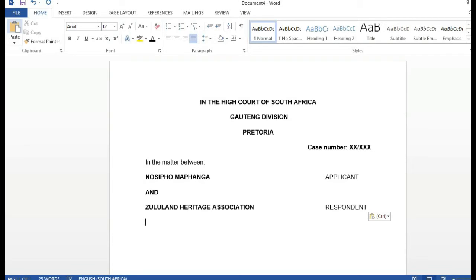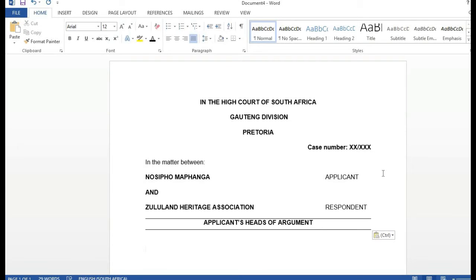The next step is to identify whose heads of argument this is. Whose side are you on? As you can see, this is the applicant's heads of argument. You may choose to insert a table of contents at this point, but if your arguments are simple and straightforward, this is not necessary. At this point, you may start off with an introduction.